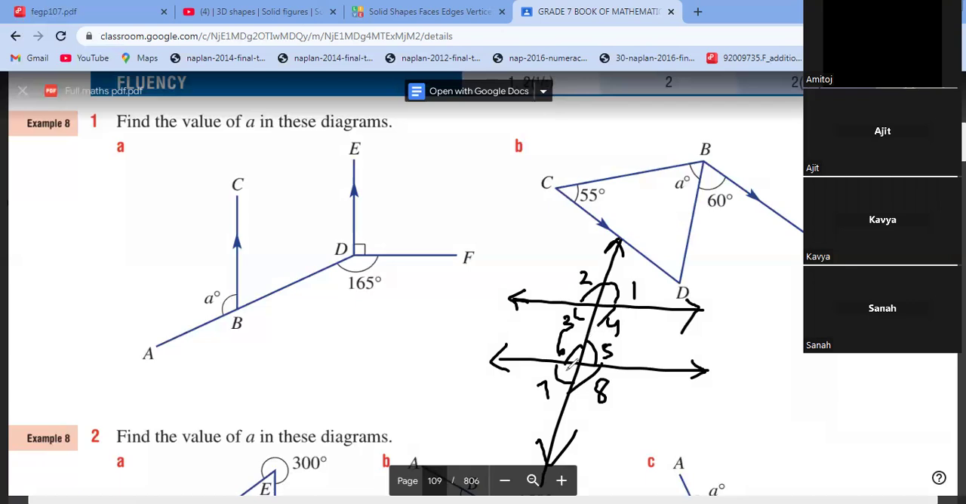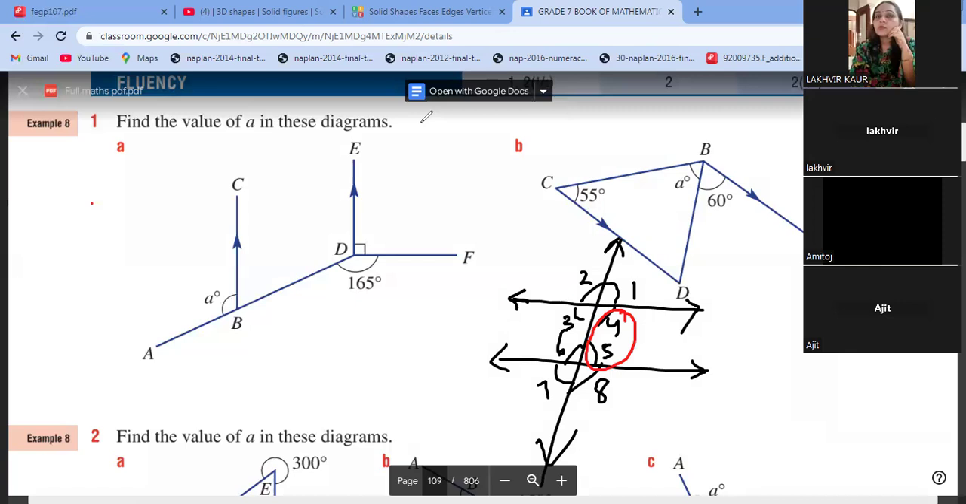Now next, if you see these parallel lines, what is the sum of angle 4 and 5 and what are they called? Amitoj. 4 and 5 are co-interior. So 4 plus 5 is equal to 180 degree. If it is not equal to 180 degree, that means the given lines are not parallel. So if it is given that these two lines are parallel, then the sum of the co-interior angles must be equal to 180 degree. Got it?